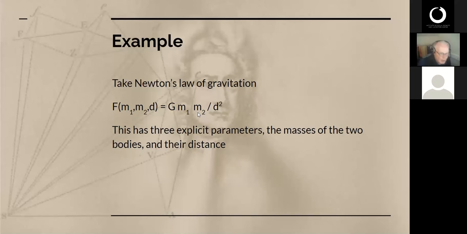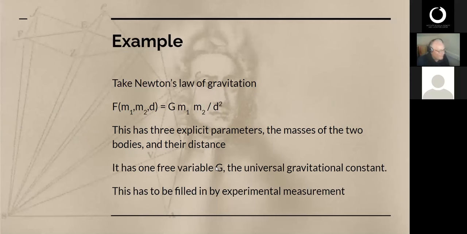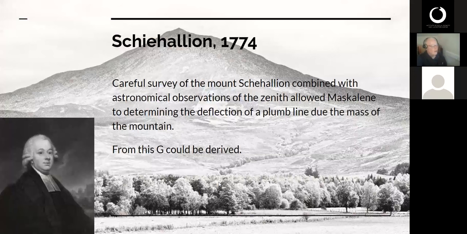Those can be obtained from observation, or can be estimated at least. It only has 1 free variable, G, because the masses of the 2 bodies are applied in every single instance, but G is a free variable of the whole theory. But that can be filled in by an experimental constant, the universal gravitational constant. That can be filled in by actual measurement.